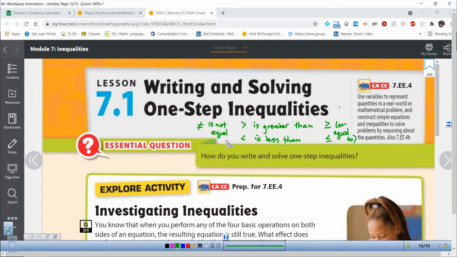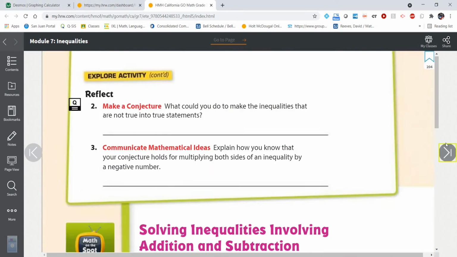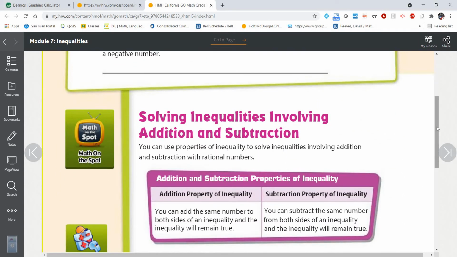We spent a whole other video where we went over what inequalities were and how to graph inequalities. So if you haven't seen that video, go back and watch that one before you watch this one. But now we're going to actually be solving. Let's talk first about solving inequalities involving addition and subtraction.